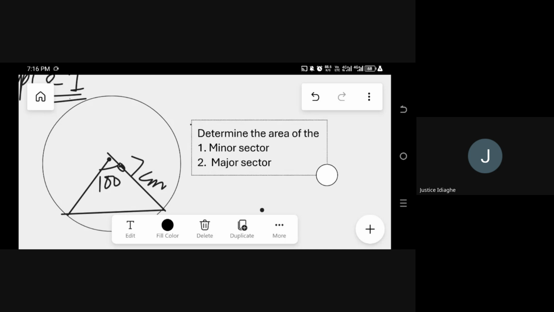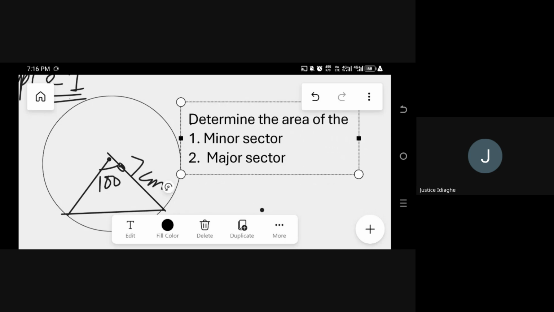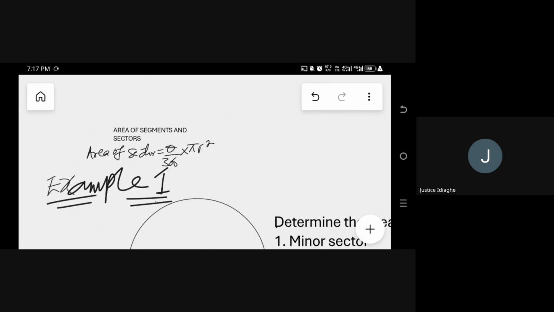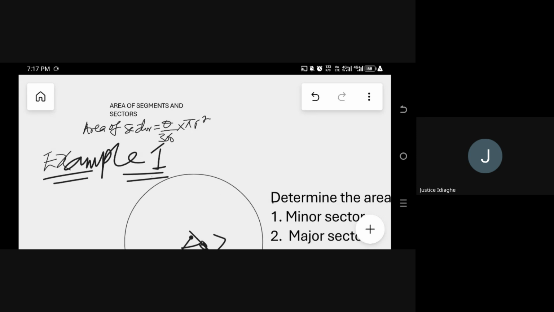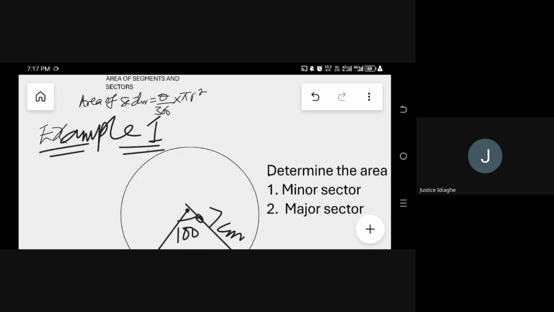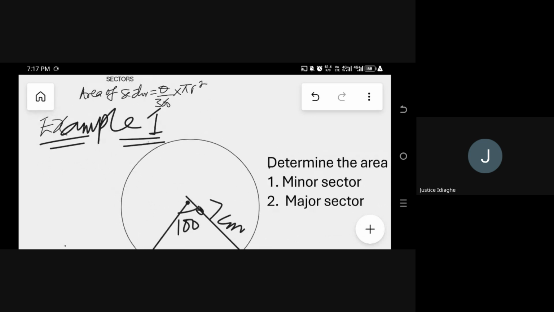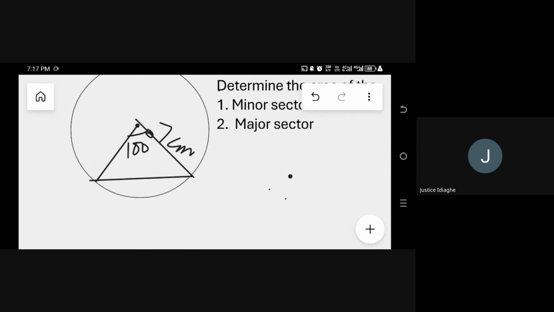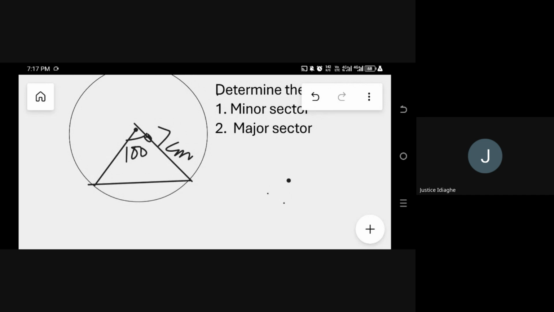Do not forget, we've said that the area of the sector is given as theta over 360 times pi radius square, and you already know what theta means. Theta would be the angle subtended, and pi is a constant, 3.142 or 22 over 7, as some of you are very familiar with. Then the radius is 7 centimeters we have here. So that's the formula, theta over 360 times pi radius square. Now we come here and try to substitute what we have.